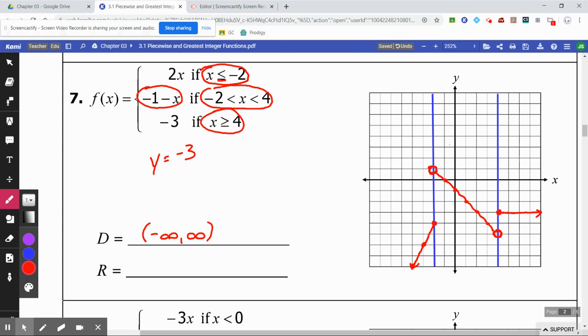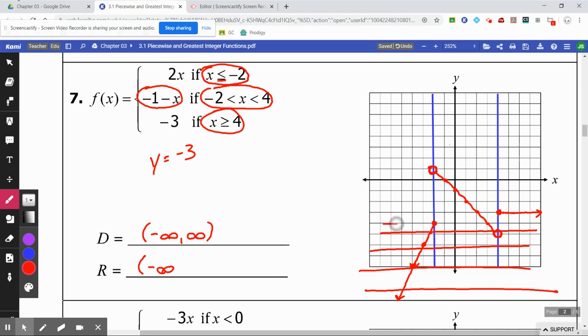Now let's talk about the range though. My graph does extend down forever because of this line, so we're going to start at -infinity and then move up from there. And I'm going to look for any y values that are not accounted for. This one has a y value here. This one has a y value here. That one has y values here and everywhere over here. My y values stop here. My y values stop at 1, and since it's an open circle, it is not included as well. So therefore, my range would be all values from -infinity to 1.